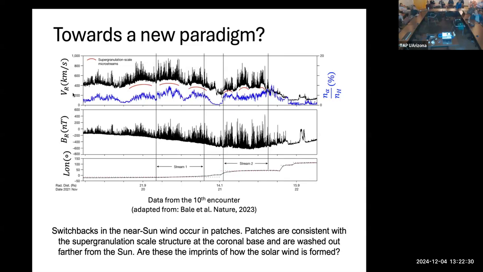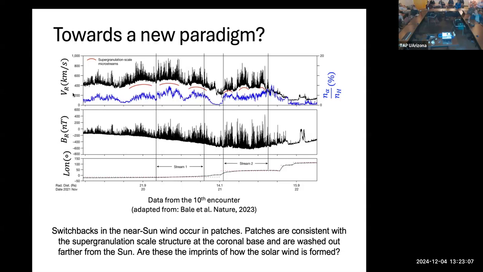This is another example of data taken during the 10th encounter of Parker Solar Probe. The top black line shows the radial component of the velocity. The blue line, we don't really care here, but is the relative abundance of alpha particles. And then the middle panel in black is the radial component of the magnetic field. So you can see the same features here of these spikes. These are all switchbacks, and then you have all of these radial jets correspondingly. And the switchbacks come in groups, in patches.